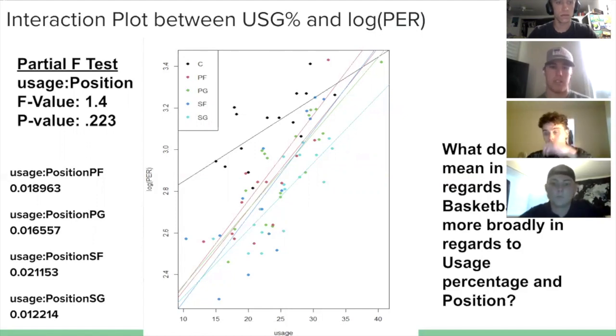We also decided to look at the slope coefficients of the usage percentage interacting with position, but based off of center. So if you go down the left column there, power forwards are 0.018963 higher than centers. Point guards are 0.016557 higher than centers. Small forwards are 0.0211 higher than centers, and shooting guards are 0.0122 higher than centers.